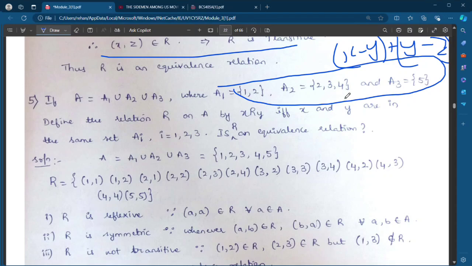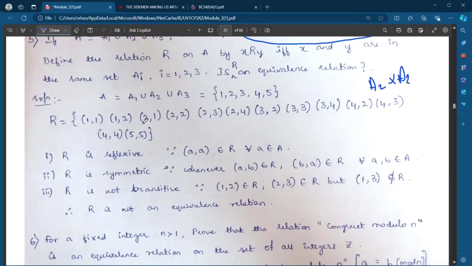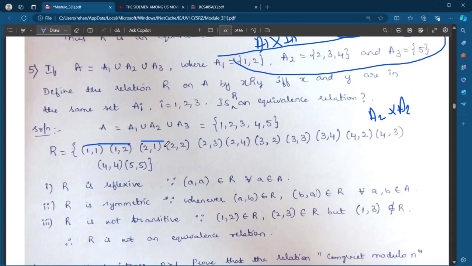Then 2 comma 3, 2 comma 4. I'll have 5 comma 5 also. I think it is nothing but A1 intersection A1, then A2 intersection A2. That's what this sentence means, I guess. Then A3 intersection A3, like that. I'll do it like this and I'll write it off. So I will get this. These are from A1 intersection A1, till here are from A2 intersection A2, and then this is A3 intersection A3.